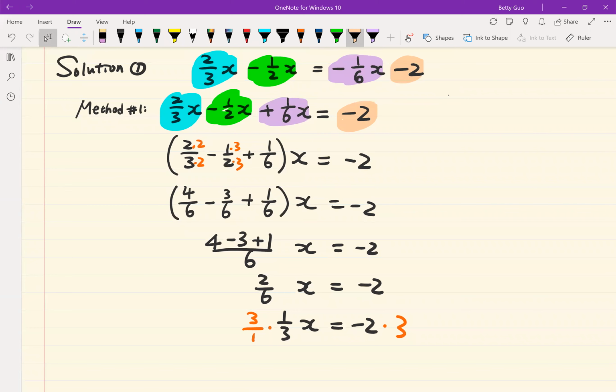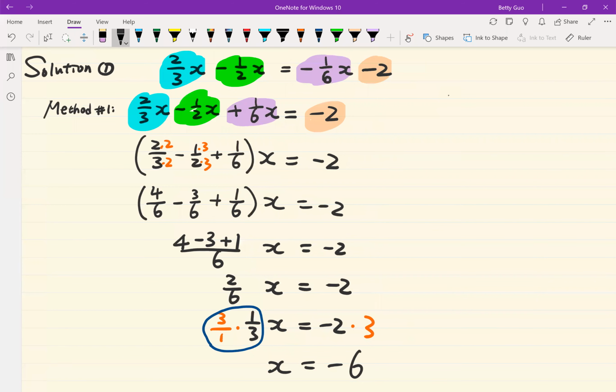Okay, then this part, 3 over 1 times 1 over 3, cancel out. Just the 1, right? And we have the x on the left. On the right, we have negative 2 times 3. That's negative 6. Does that make sense? That's the first method. Second method. Let me show you second method.